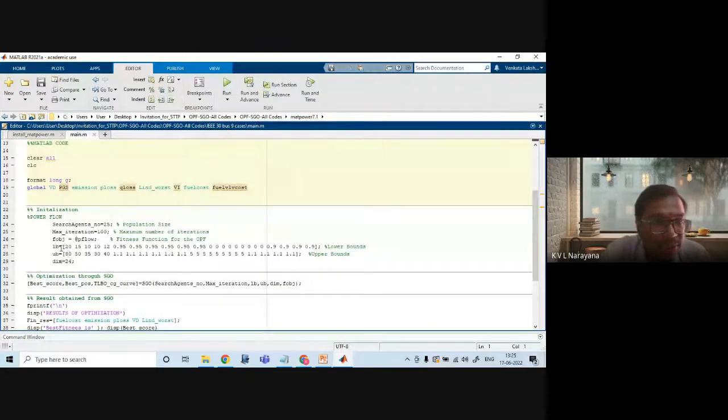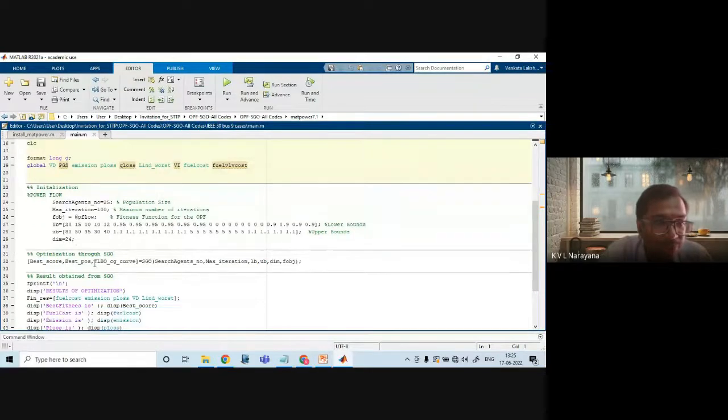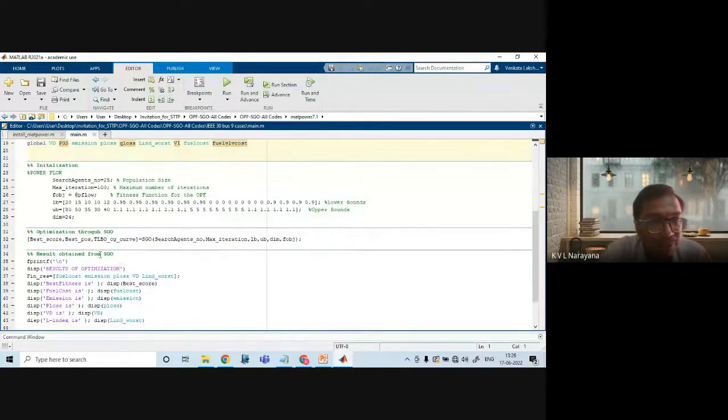And as I mentioned in the initialization, we have to give the lower bound values and upper bound values of each and every decision variable. We have selected 24 decision variables. These are the upper and lower bound values. The dimension of the problem is 24. It is the 24 dimension parameter. So after that, this particular initialization includes the objective function. I will show this fitness function in a separate file.